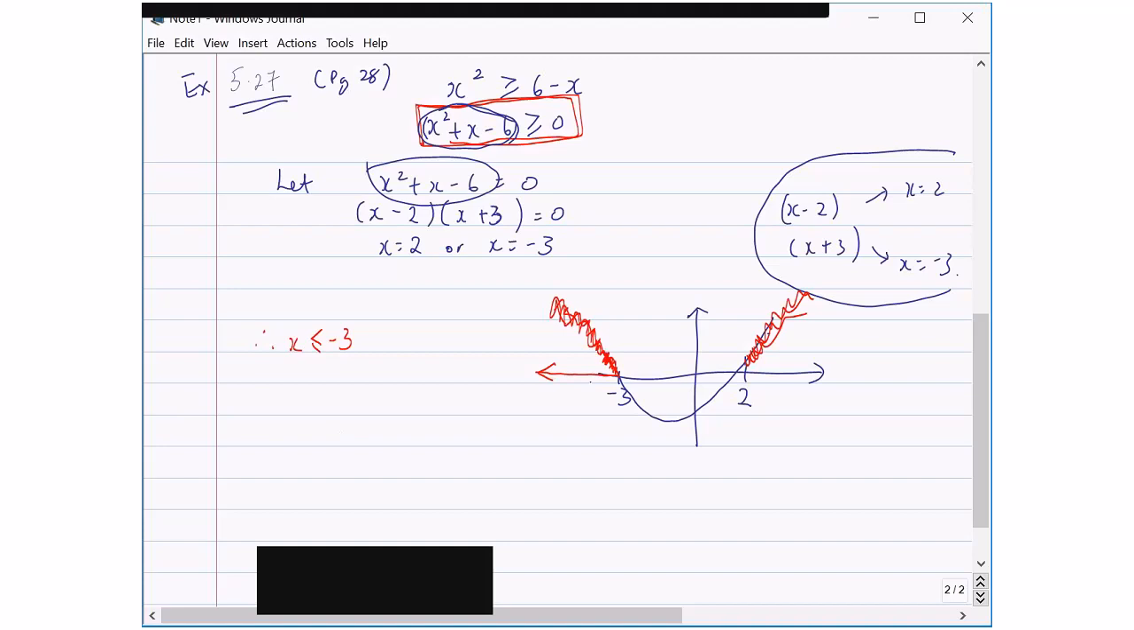Okay, it can be -4, it can be -5, it can be -1000, it can be -3000, doesn't matter. I just want all the x to be less than or equal to -3. Because if I were to continue drawing the graph, it will always be positive output. Up to here, okay, Audrey?